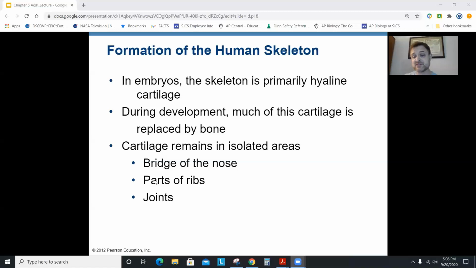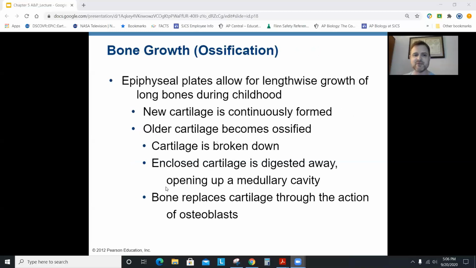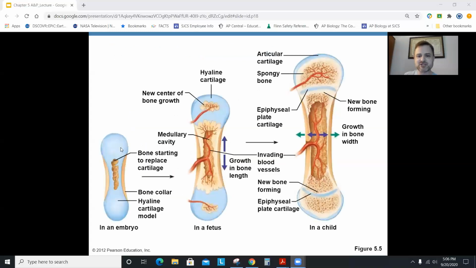That cartilage, obviously, as an adult, remains in your nose, parts of your ribs, things like your ear, things like your joints. But by the time you're 3 or 4 years old, most of your skeleton is now bone. So these next couple slides, we've already talked about this concept, the idea of epiphyseal plates. So this was the idea here. Let me show you a picture.